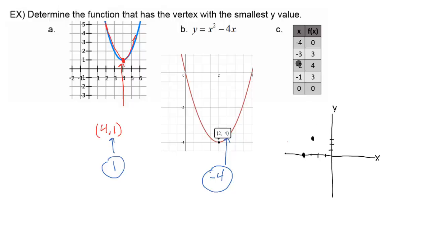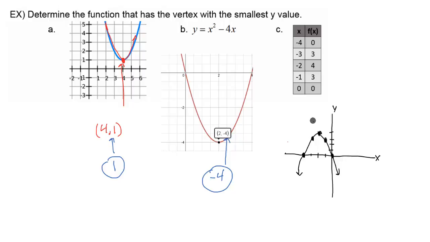And then negative 2 comma 4. So I'm going to go negative 2 to the left, and then I go up 4. That's going to be about here. And then negative 1 comma 3. That's going to be right here, and then up to 3 there. And then 0 comma 0 is the origin. There we go. So if I draw a line through all these points, or I should say a curve, we're going to have a parabola.